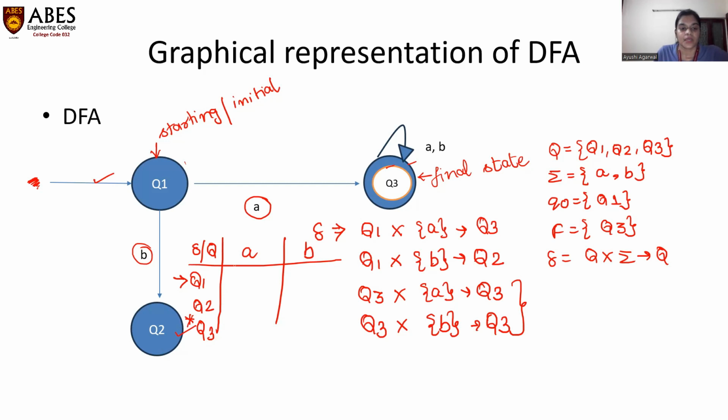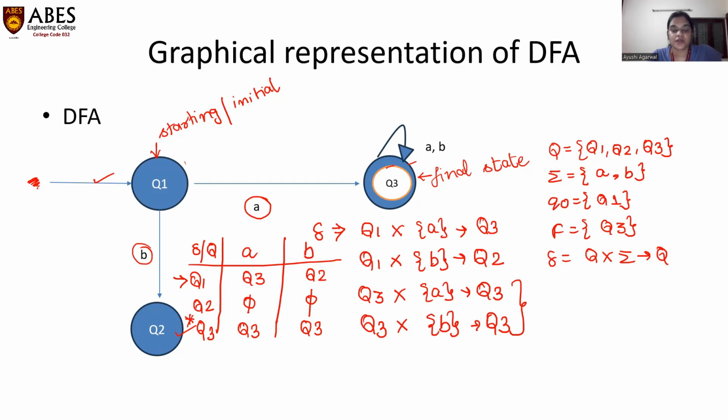Now from Q1, by reading A, it is moving to state Q3. By reading B, it is moving to state Q2. From Q2, no symbol is read, so we will keep it as a phi over here. From Q3, reading A it goes to Q3, and reading B it goes to Q3. So this is the corresponding transition table for this given DFA. Over here we have understood 3 terms: transition diagram, transition function, transition table, and the 5-tuple machine.